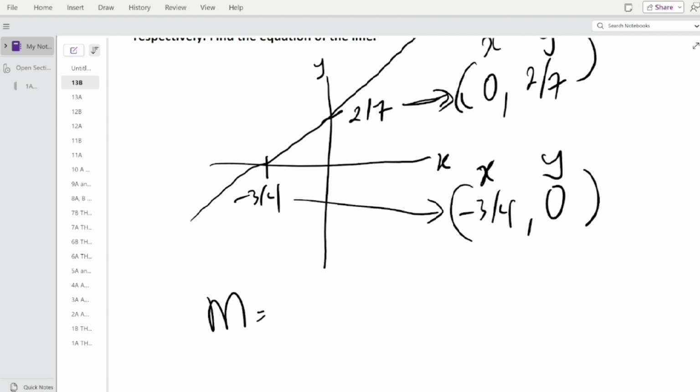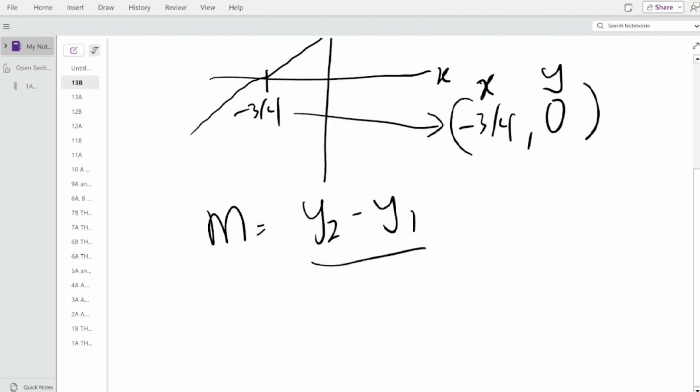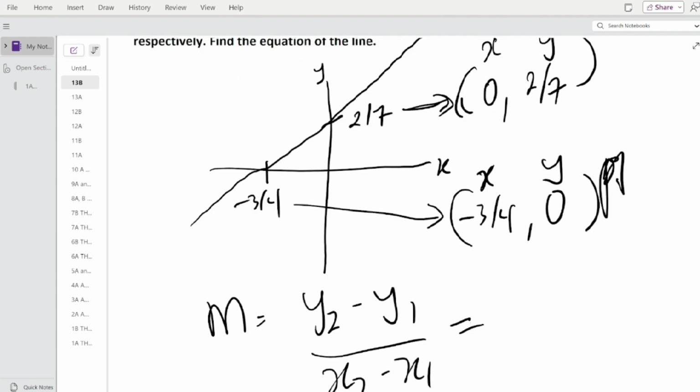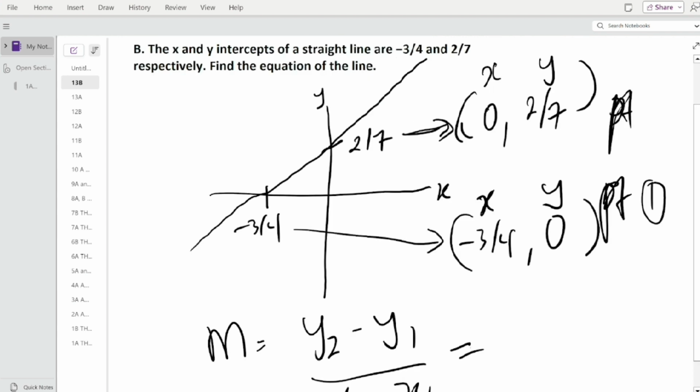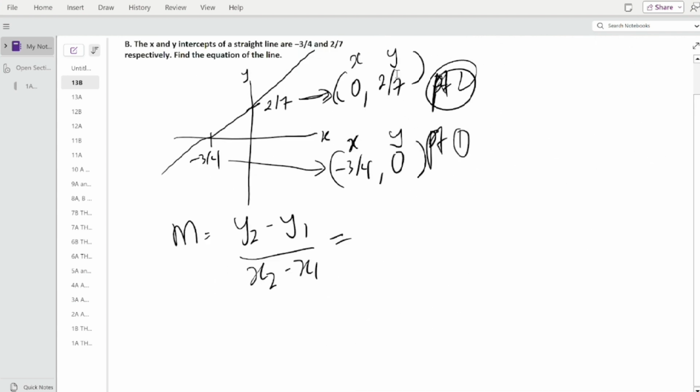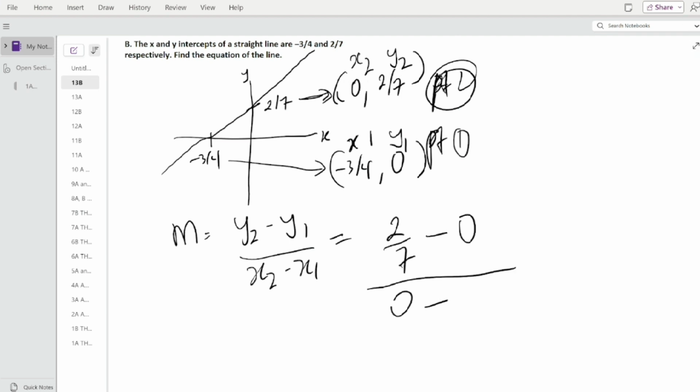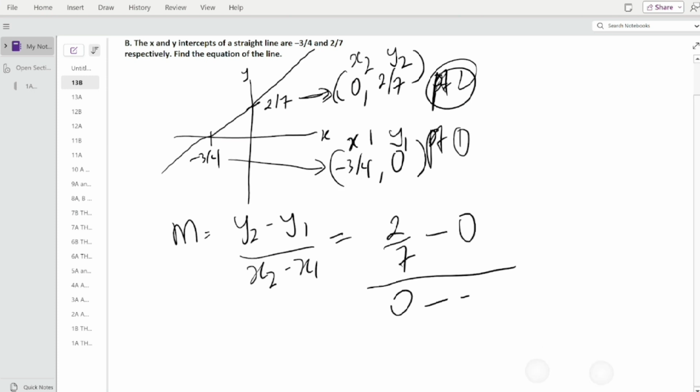And our gradient m is y2 minus y1 over x2 minus x1. We take this as our first point, point 1, and this as our second point, point 2. Since this is our second point, this is our y2 and this is our y1. This is our x2 and this is our x1. So we can name this y2, y1, x2, x1. Then it will be 2/7 minus 0, which is our y1, over x2 is 0, minus the value of our x1 which is -3/4, so you have -3/4. You put it in brackets.